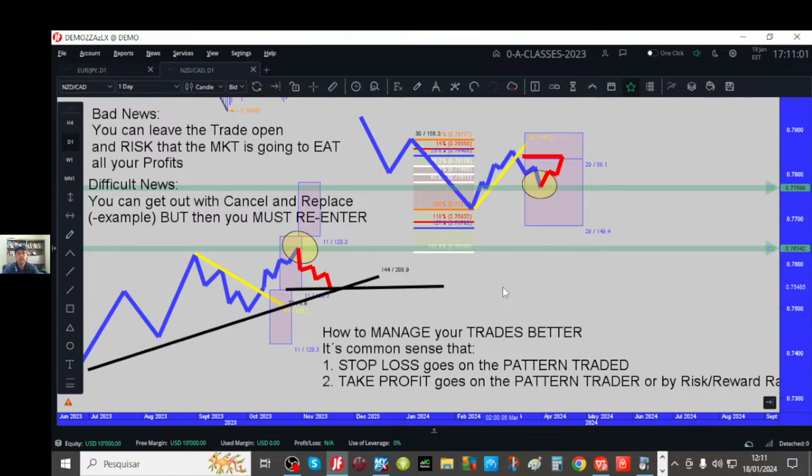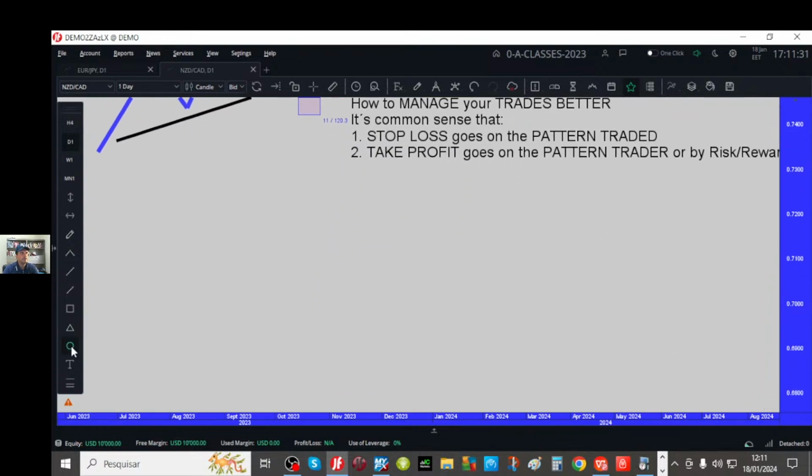There is no right or wrong. If you are going to leave the trade open, you are risking that the market is going to eat a great portion of your profits back, right? But if you manage the trade, you must re-enter. Does this make sense?